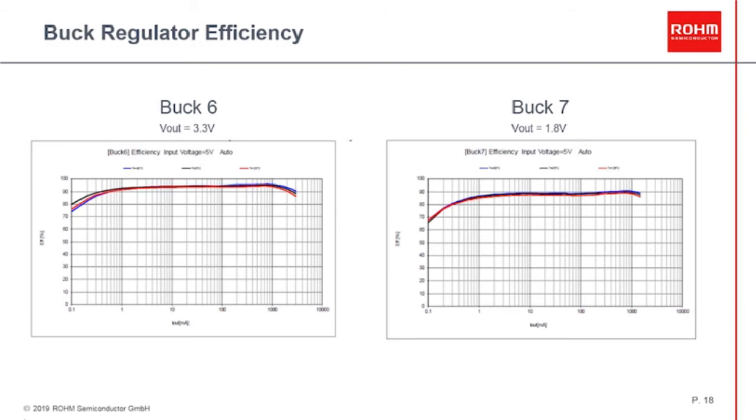Here you can see the efficiency graphs for the high voltage bucks. As the current consumption of the use cases is heavily depending on the peripherals connected to such rails, there is no detailed information on this. What's clearly visible is the flat and high conversion efficiency on both rails up to 95%.